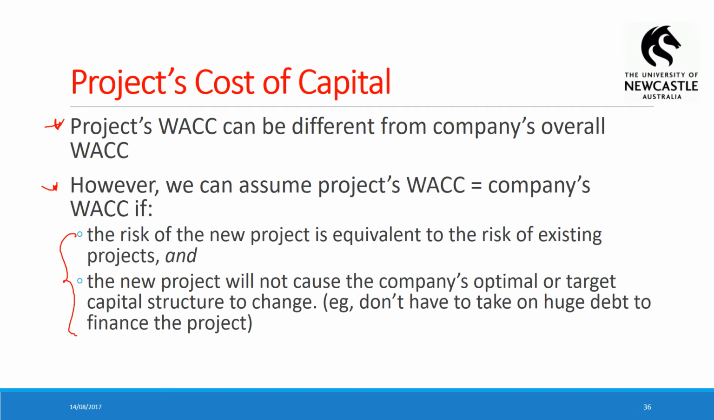So what are the assumptions here? The first assumption is, as we mentioned before, that the risk of the new project is the same as the risk of the company, say if we just expand an existing business, so the risk of the expansion is exactly the same as the current business. We also have the second condition here, where the project does not change the company's overall capital structure, right?